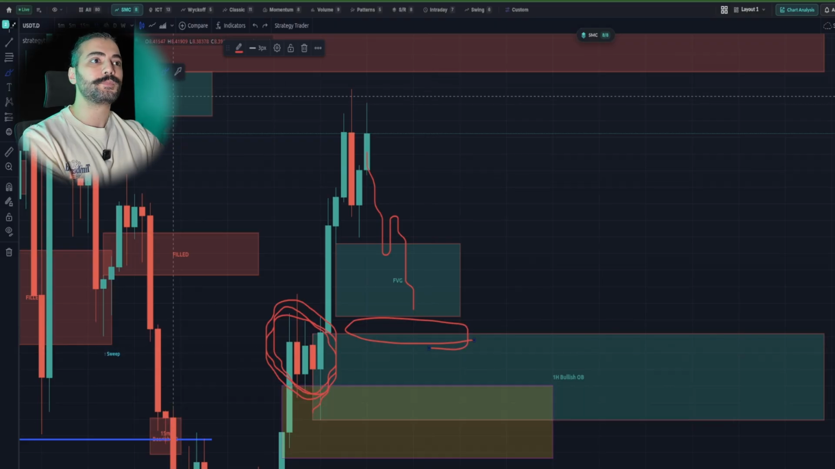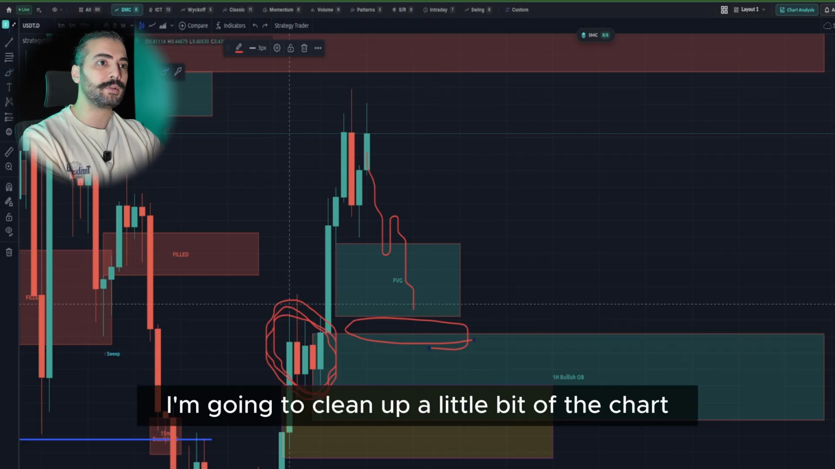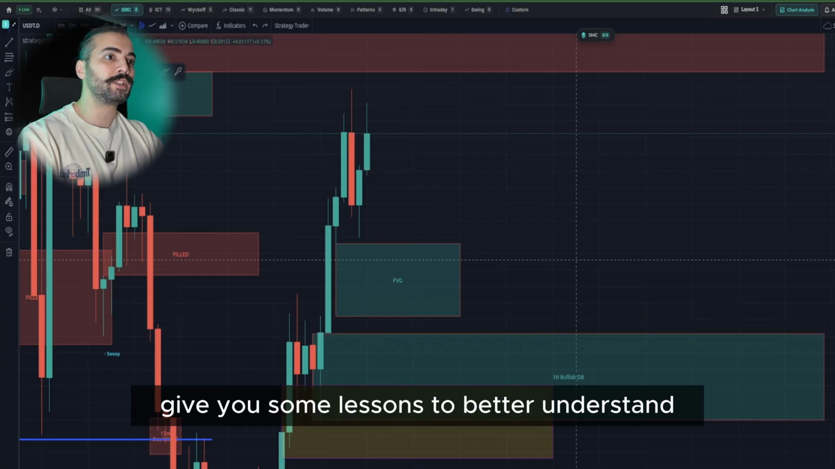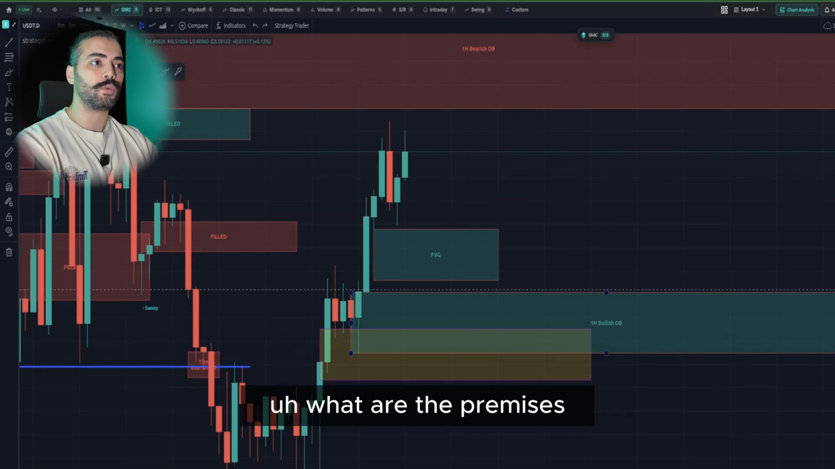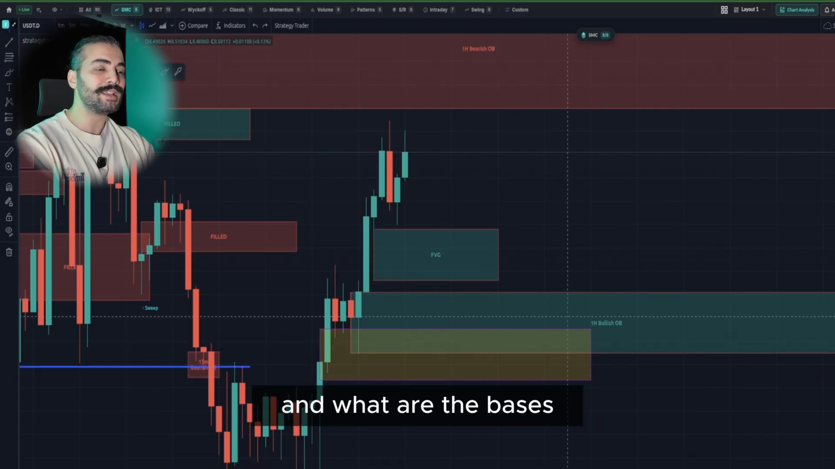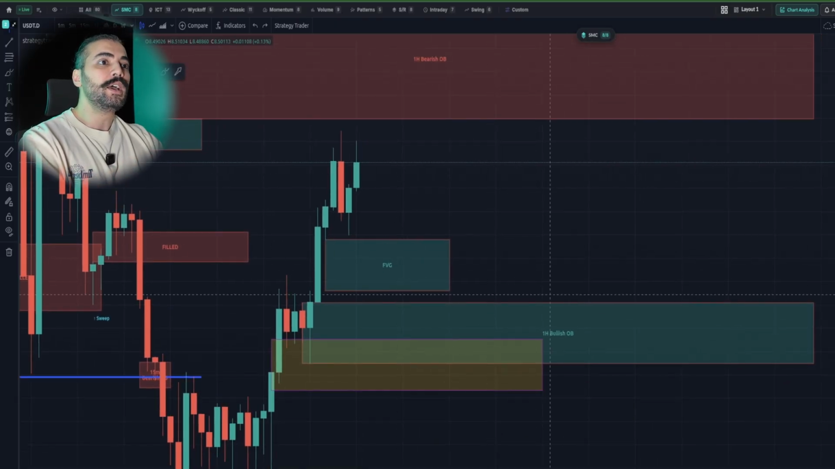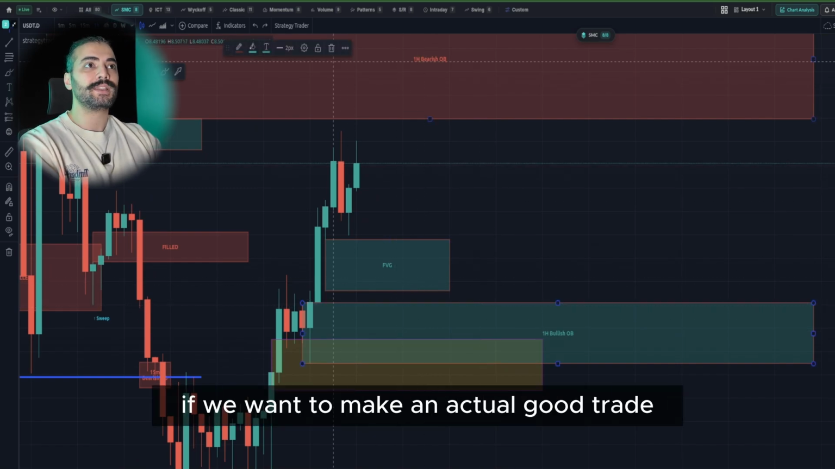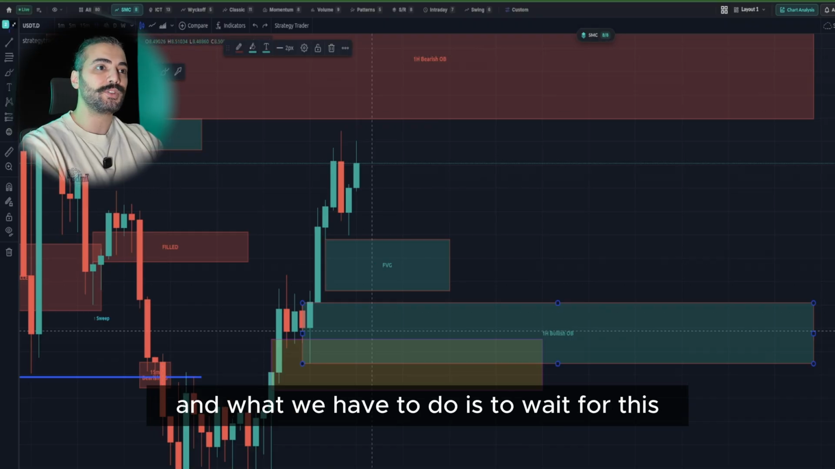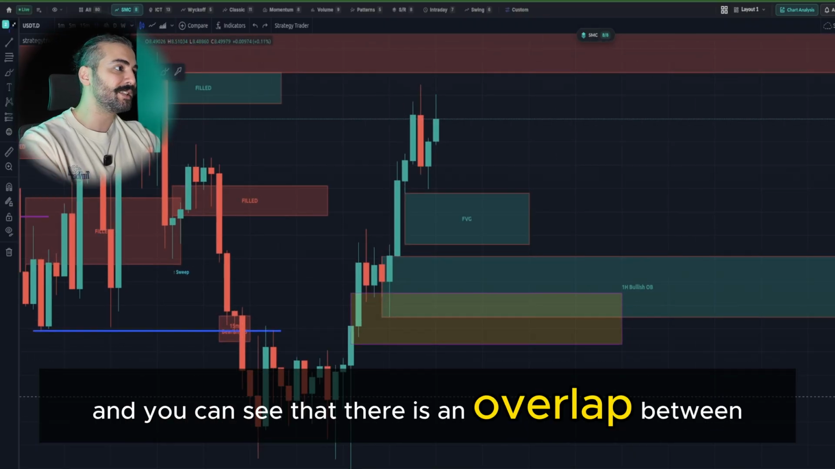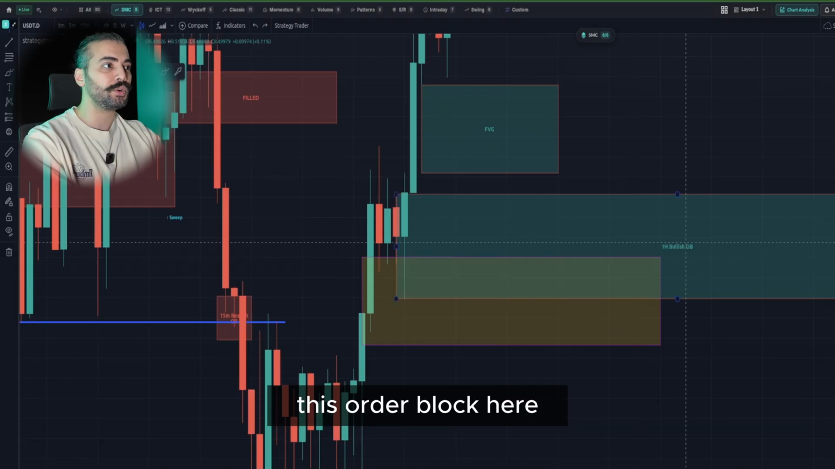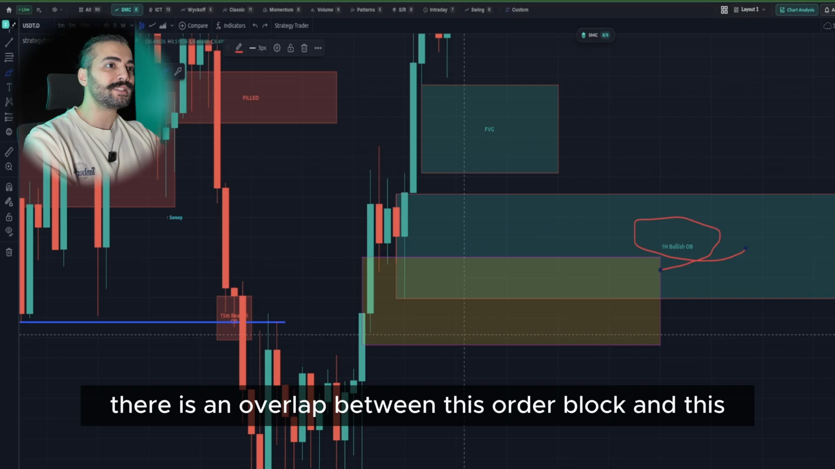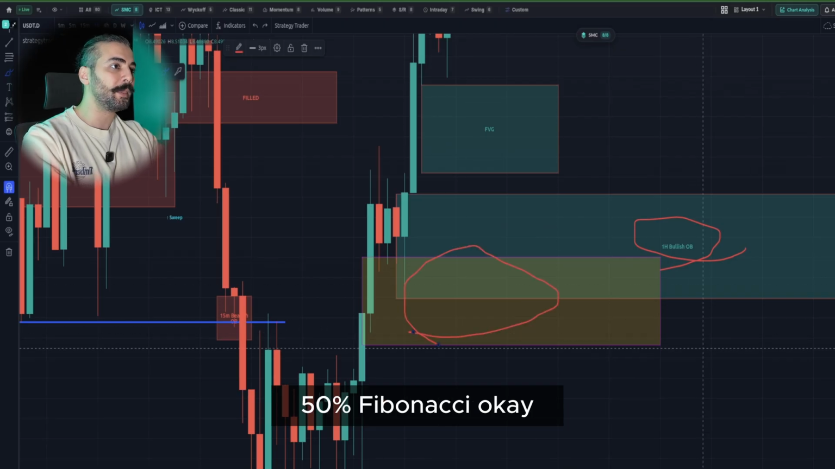From here, I'm going to clean up a little bit of the chart. I'm also trying to give you some lessons to better understand the premises and the bases on which we're making these decisions. So we have to ignore this FVG if we want to make an actual good trade, and what we have to do is wait for this. You can see that there is an overlap between this order block and this 50% Fibonacci, okay?